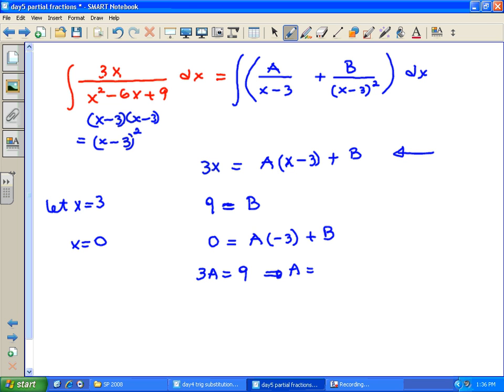Okay, I'm substituting x equals 0 into this equation. So I got my left-hand side to be 0. And on the right-hand side, I'm plugging 0 for x, so I got negative 3A, and plus B was already there. Since B is 9, 3A is equal to 9, so A is equal to 3.